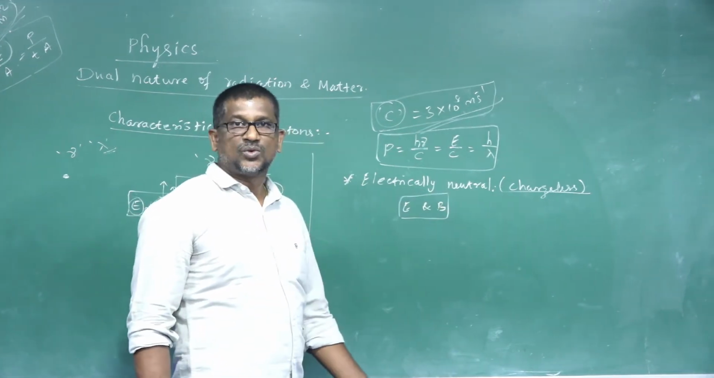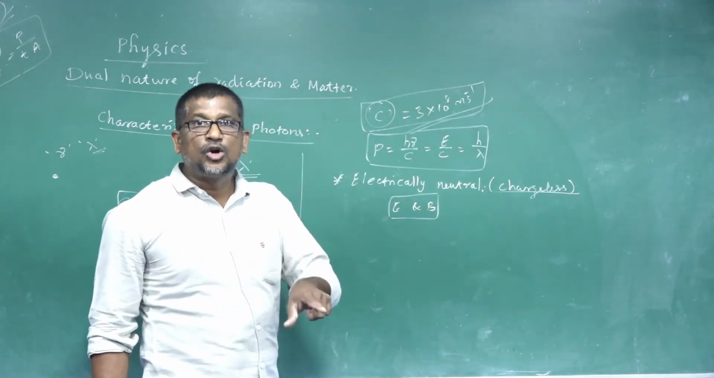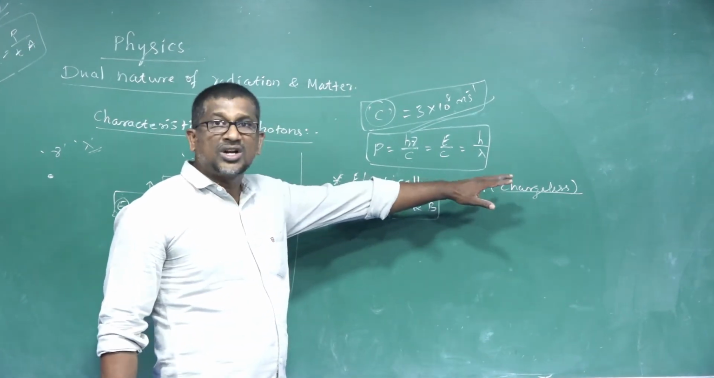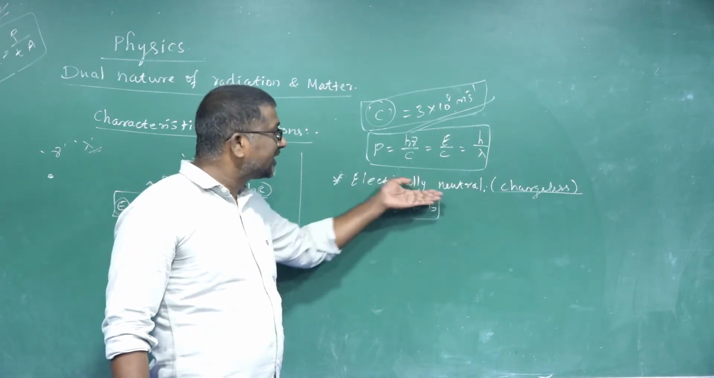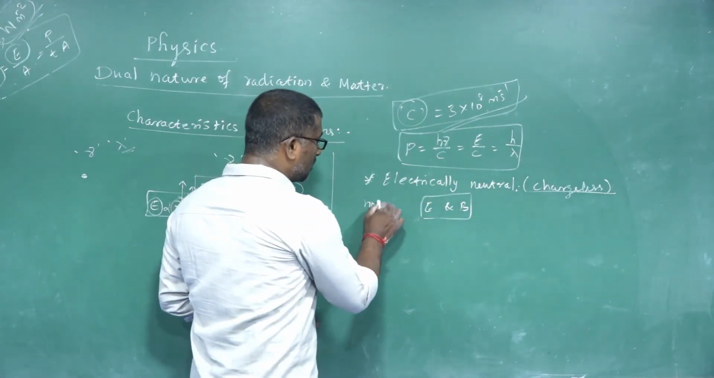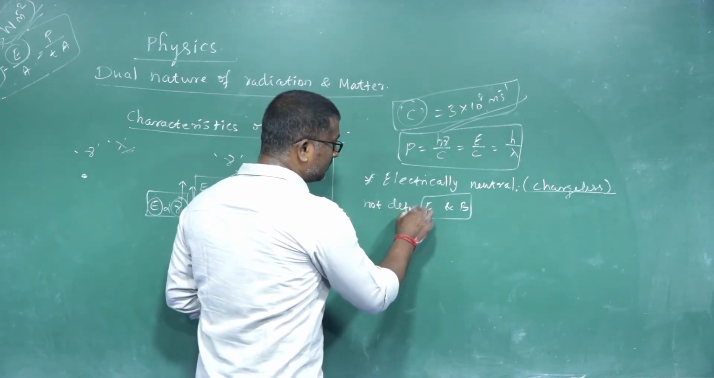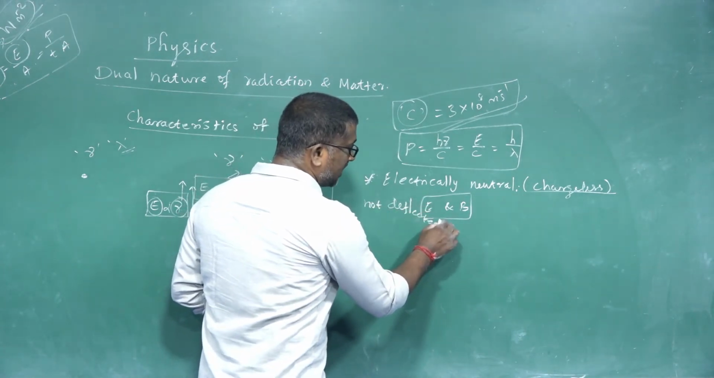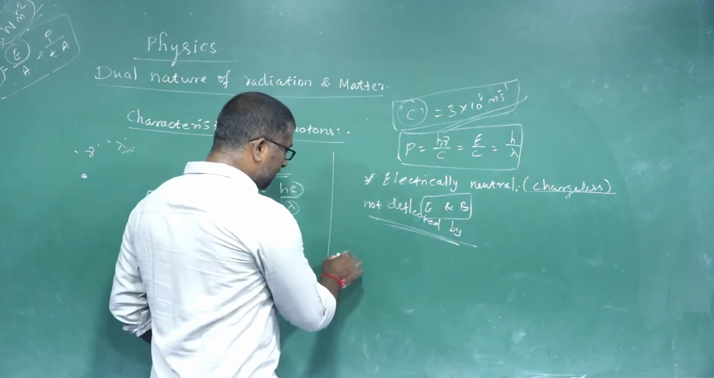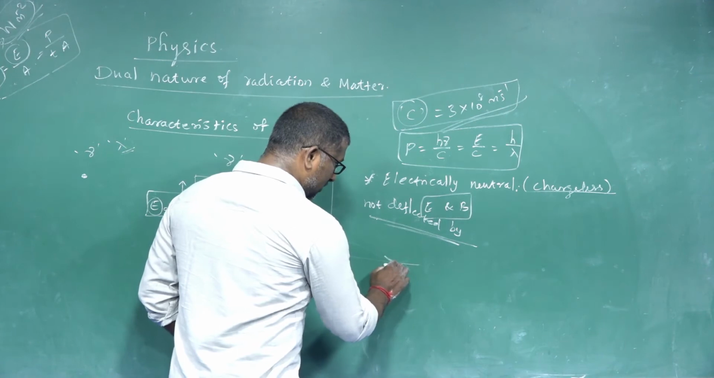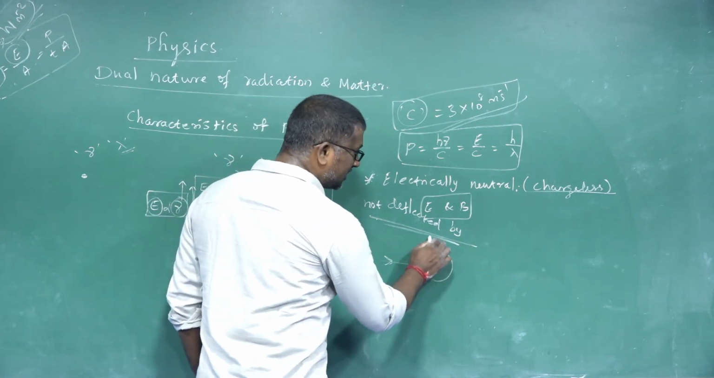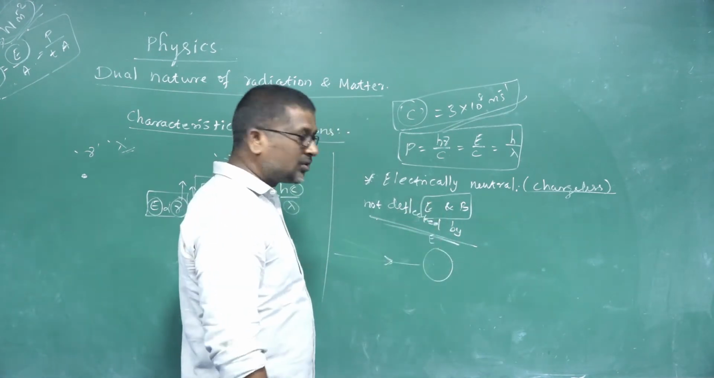They are chargeless. Only a charged particle alone is deflected by electric field and magnetic field. But the photons, being chargeless, that is electrically neutral, are not deflected by electric field and magnetic field. Suppose the photon is moving along a positive x-axis direction, and suppose in this region an electric field exists.